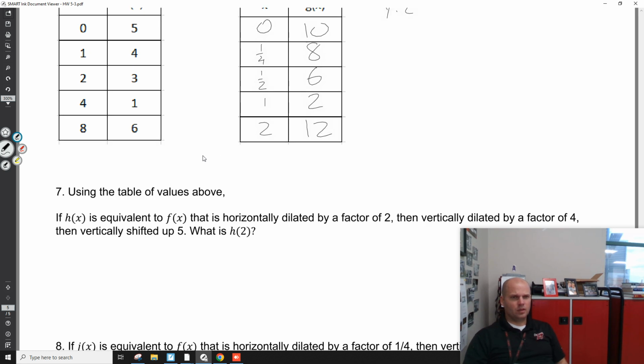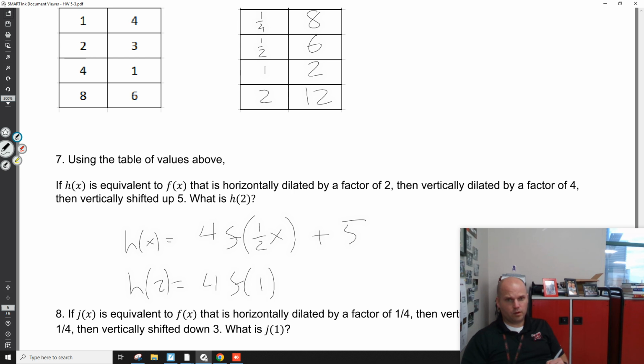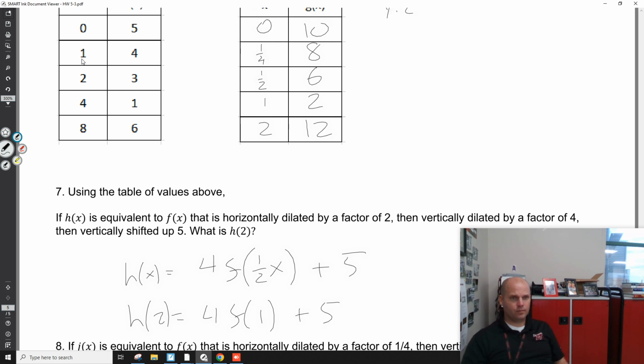Okay. H is equivalent to F horizontally dilated by a factor of 2. If you're horizontally dilating by a factor of 2, inside your equation goes a half. That's important. If you have a half on the inside, you're taking your x's and multiplying by 2. I'm going the other way around. Vertically dilating by a factor of 4, shifting up 5. What's h of 2? Okay, I'm just going to do it. F of 1 plus 5. F of 1 is 4 times 4 is 16 plus 5 is 21.